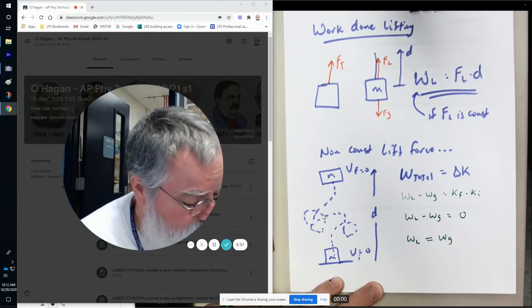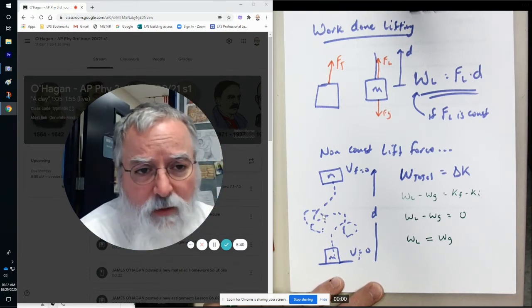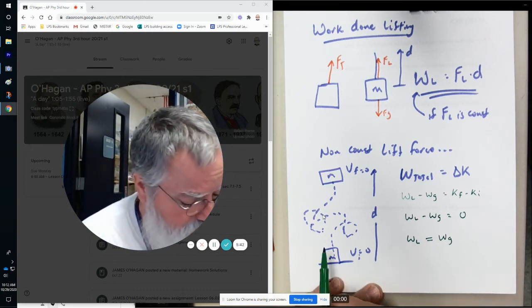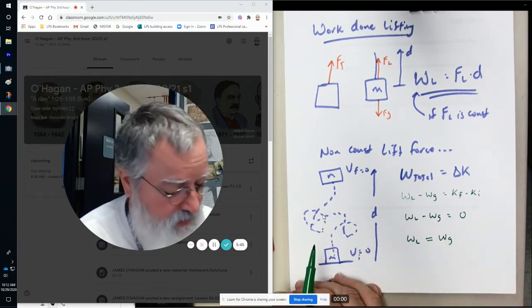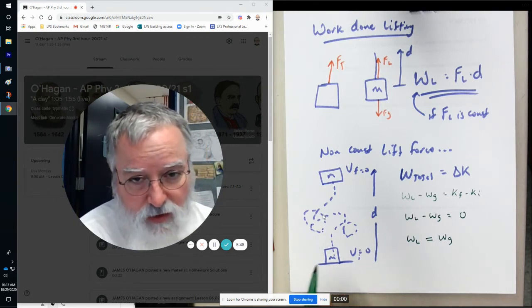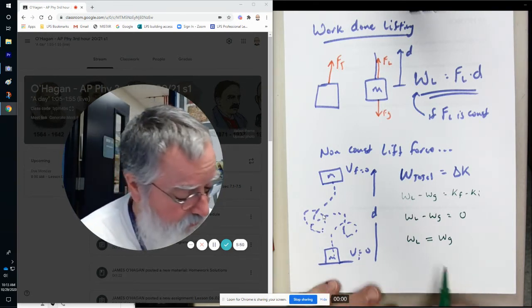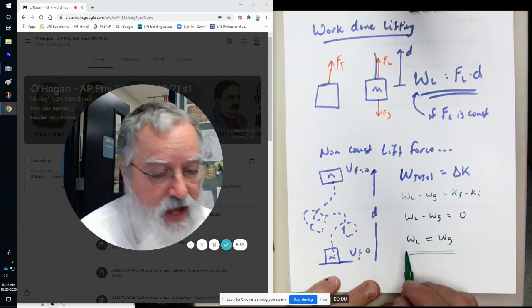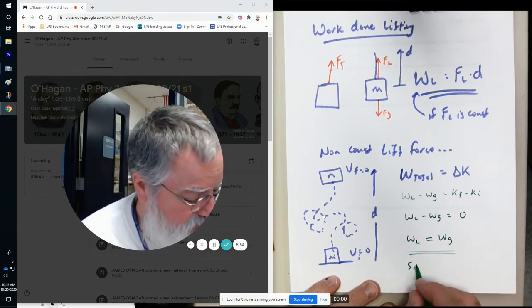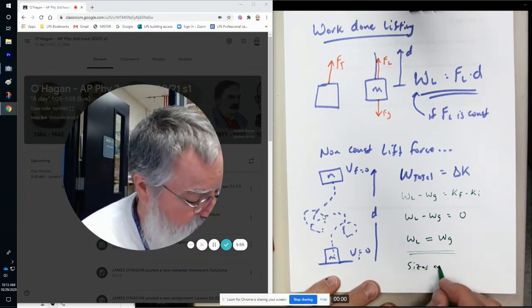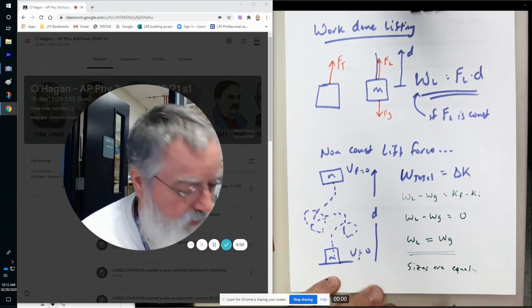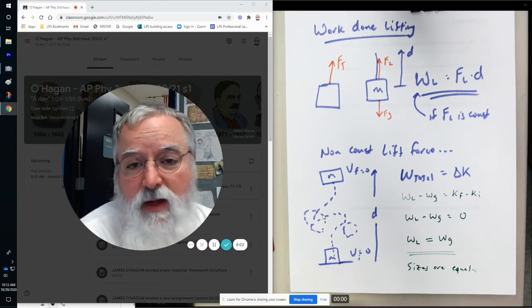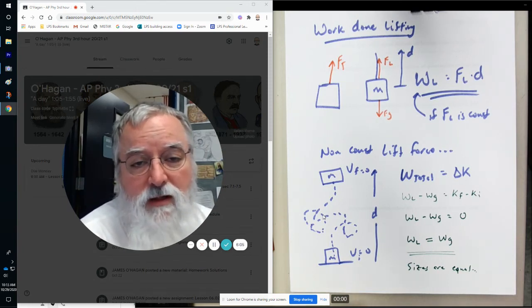Of course, the actual numbers are different because the work done by lift is going to be a positive number and the work done by gravity is going to be a negative number. So one's positive, one negative, but when I get down to here, this is for the size. Sizes are equal. That's how you handle the work done by lifting an object.